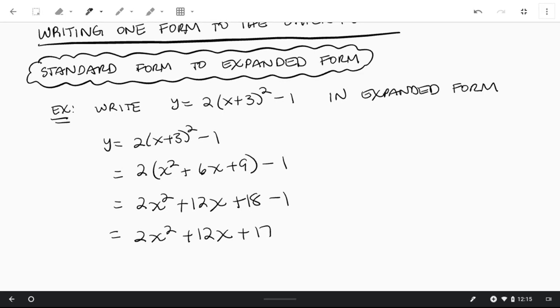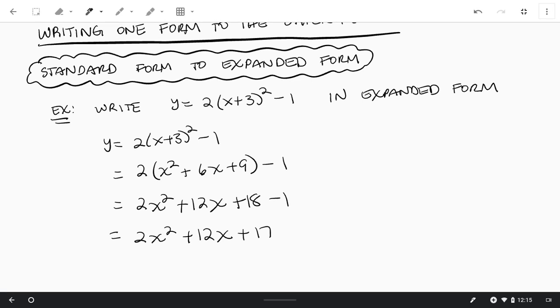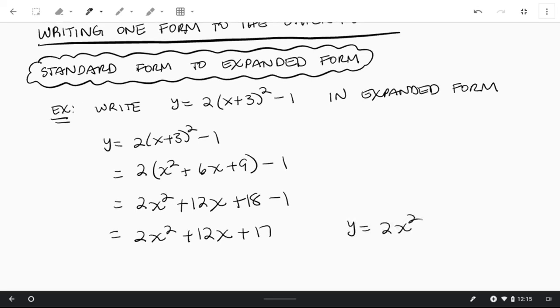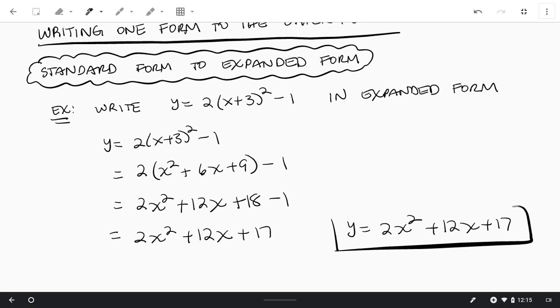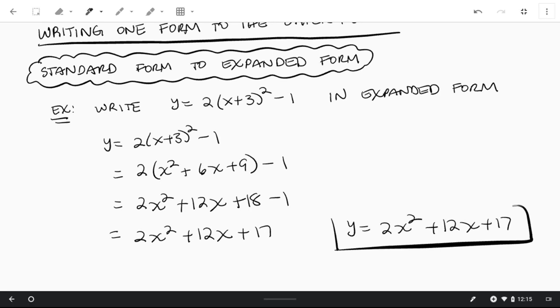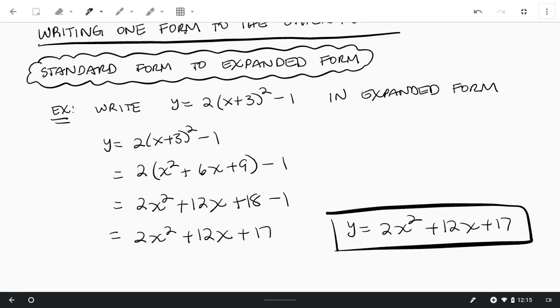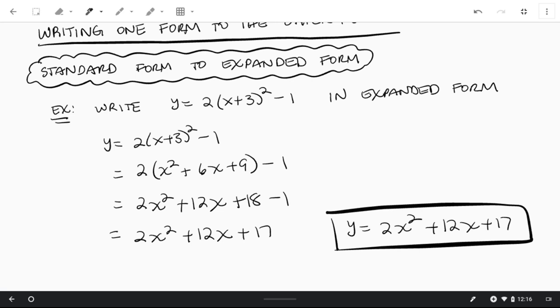Okay, so here your standard form then is this final equation here, y equals 2x squared plus 12x plus 17. Okay, so going from this vertex form to expanded form, you just multiply this all out. Okay, going the other direction is a little trickier. Let's have a look.